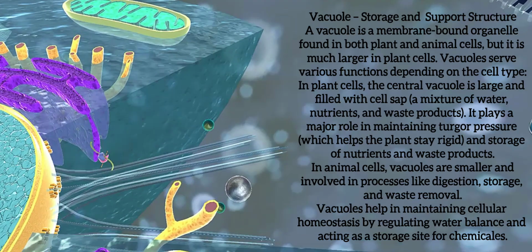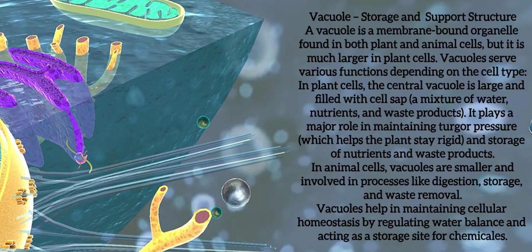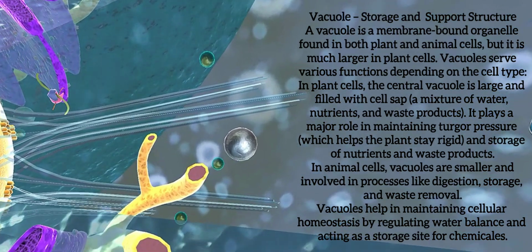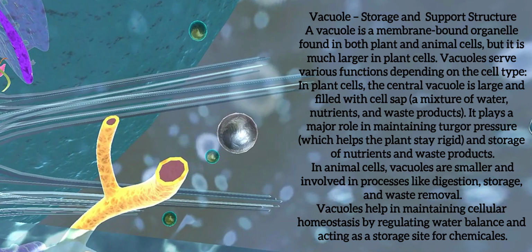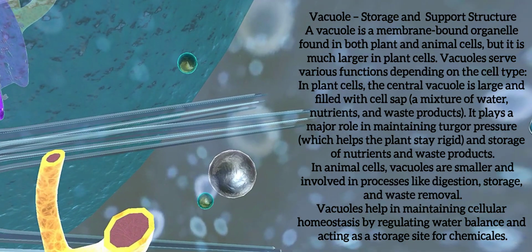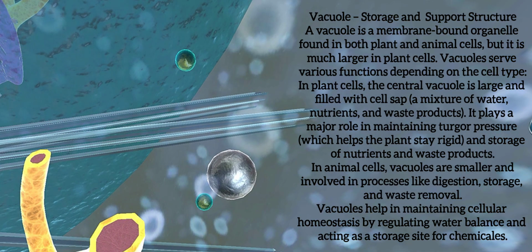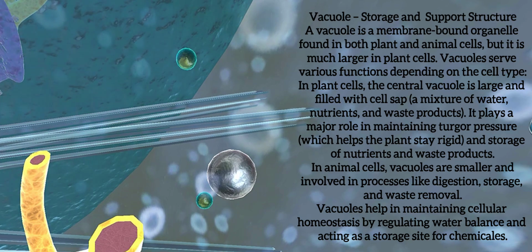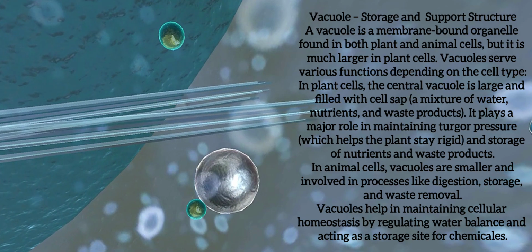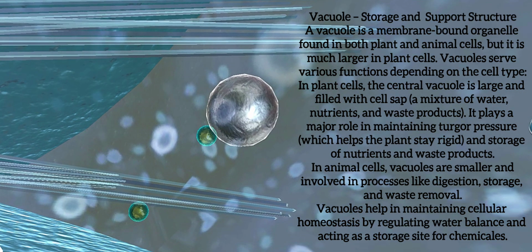Vacuole, storage and support structure. A vacuole is a membrane-bound organelle found in both plant and animal cells, but it is much larger in plant cells. Vacuoles serve various functions depending on the cell type. In plant cells, the central vacuole is large and filled with cell sap, a mixture of water, nutrients, and waste products.